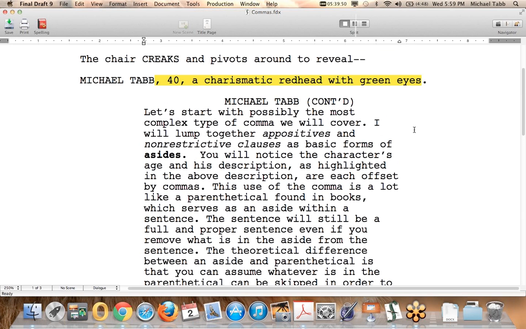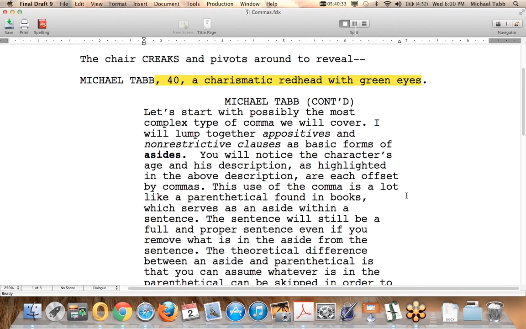Let's start with possibly the most complex type of comma we will cover. I will lump together appositives and non-restrictive clauses as basic forms of asides. You will notice a character's age and his description, as highlighted in the above description, are each offset by commas. This use of the comma is a lot like a parenthetical found in books, which serves as an aside within a sentence. The sentence will still be a full and proper sentence, even if you remove what is inside that parenthetical, or in this case, the appositive or aside, from the sentence.